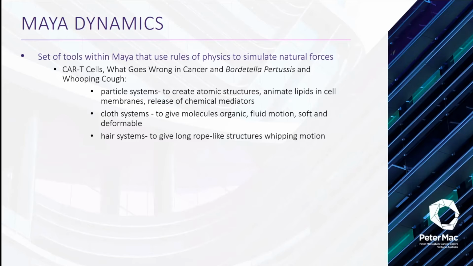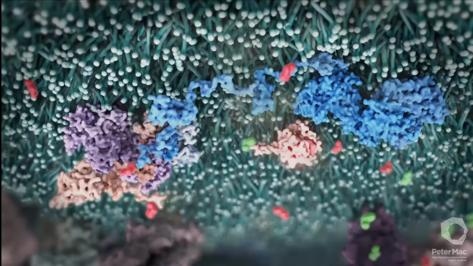And I use hair systems, again, for animating hair on the heads of characters. And this is great for giving long rope-like structures whipping motion. And the good thing about these systems is that because they all come under the one umbrella, they interact and collide. So they all communicate with each other, which is fantastic. So let's have a look at where I've used some of these processes.